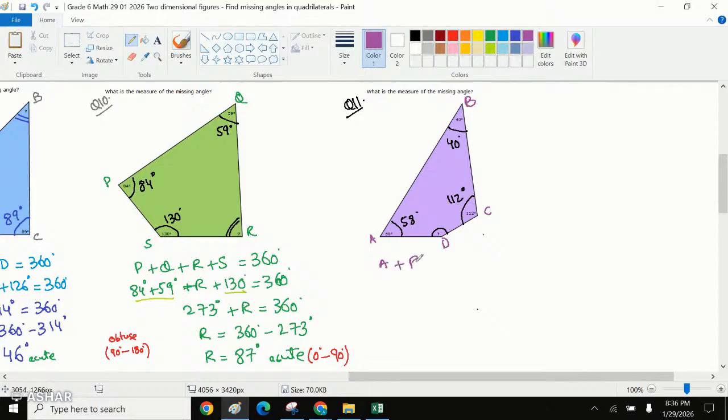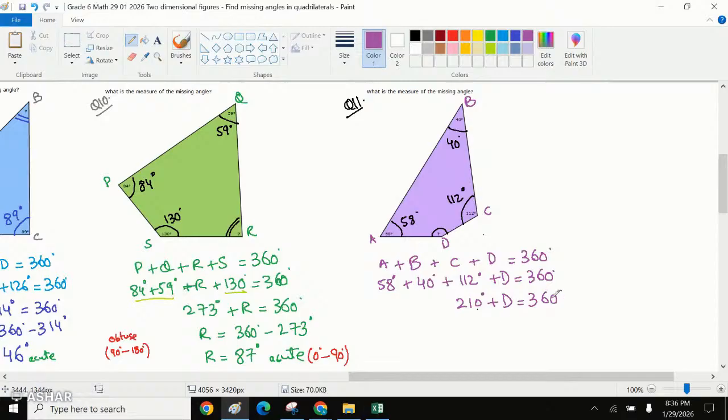A plus B plus C plus D should be equal to 360. Angle A was 58. B was 40 plus 112 plus the missing angle should be 360. Okay. 58 plus 40 plus 112. That comes out to be 210.